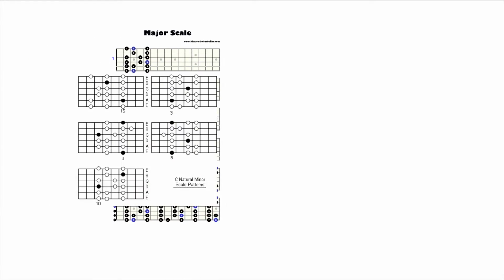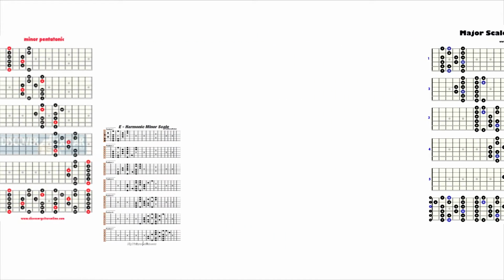All right, so in the last lesson, we talked about the CAGE system and how to use it to find the root notes all over the fretboard. Now, in this lesson, we're going to talk about the major scale. The major scale is the most important scale that you can learn because it's the foundation of every other scale. A scale is just a sequence of notes which is used to create a melody or harmony in a piece of music. There are a lot of different types of scales: major, minor, pentatonic, harmonic minor, the list goes on and on. But it all comes back to understanding the major scale.